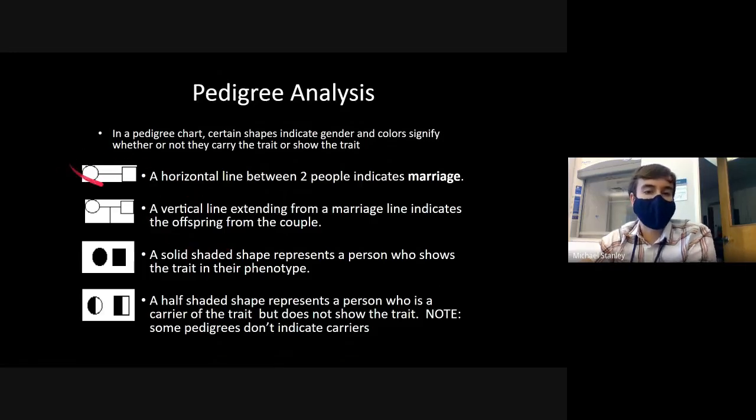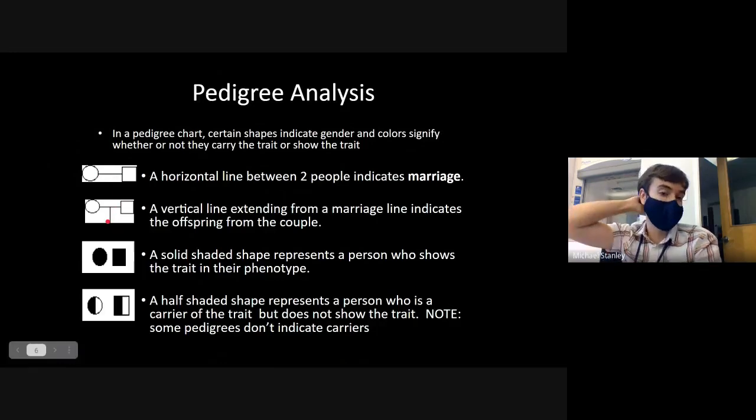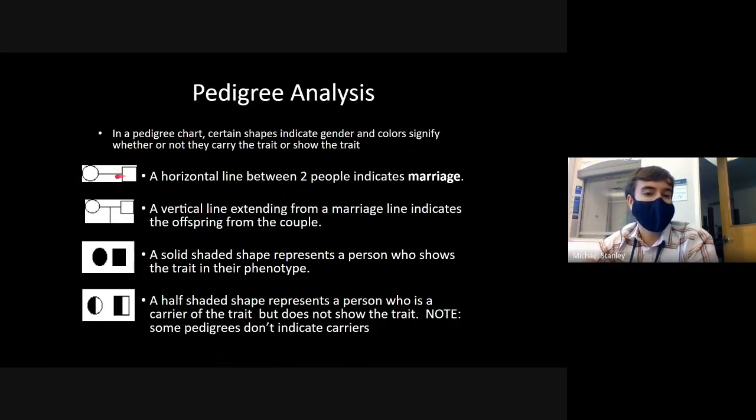So again, a horizontal line indicates marriage and having children. Vertical lines connect them to the children that they had. And then if they're blank, like these ones, they do not show the trait. If they are filled in, like these ones, they do show the trait. And then in some pedigrees, they'll be half filled in, meaning that it's a carrier of the trait but does not show the trait. So in this case, it would be if we're dealing with a recessive trait like no freckles, right? We said on Tuesday that no freckles, the little f, is our recessive trait.